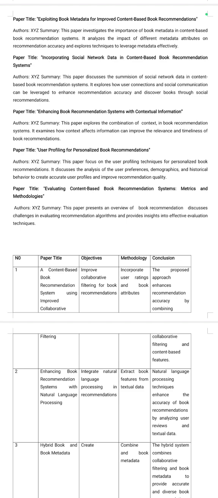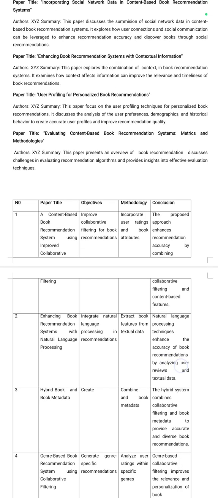Next paper title, objective, methodology and conclusion. First is a content-based book recommendation system to improve collaborative filtering. Objective: improve collaborative filtering book recommendation. Methodology: incorporating user ratings and book attributes. Conclusion: the proposed approach enhances recommendation accuracy by combining both.